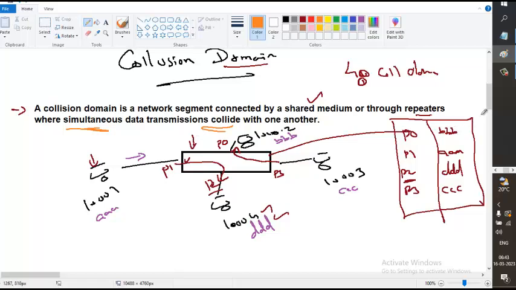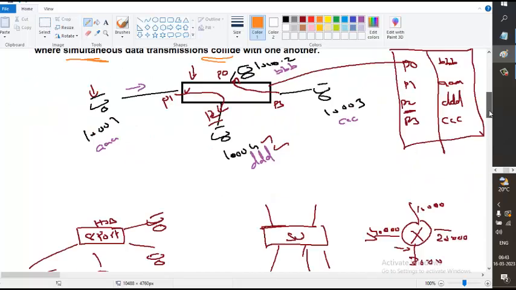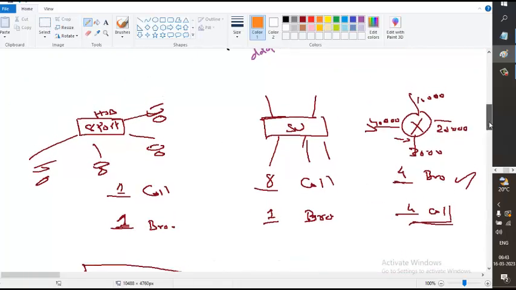So collision domain is the one which controls the collision. In the repeater, there is no control of collision, only one collision domain for the whole device. Whereas in the switch, every port learns the MAC address. So there is no chance of collision because every connected device is learned in a table called MAC table. Then for the switch, every port has a collision domain.